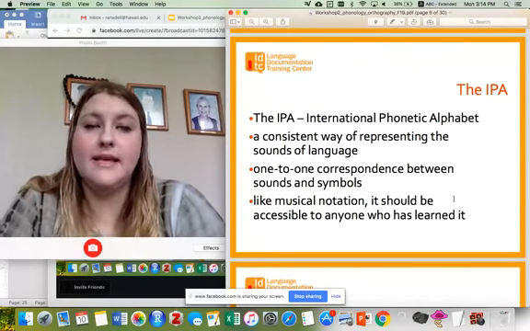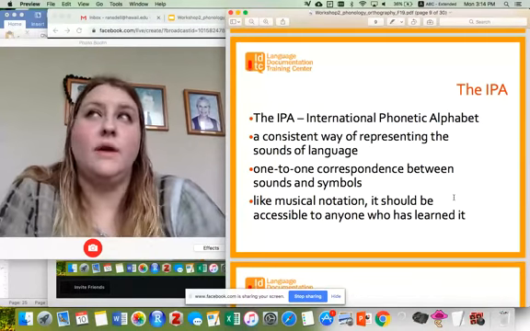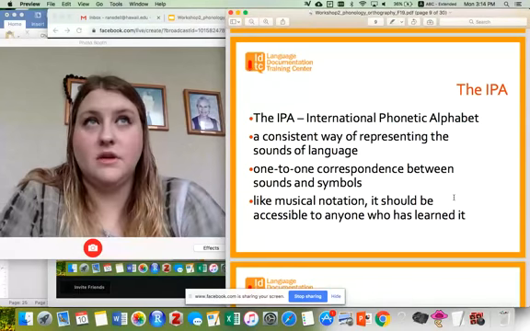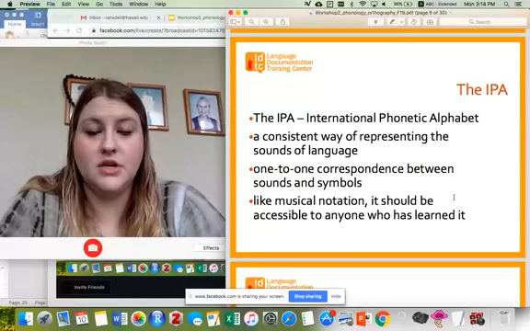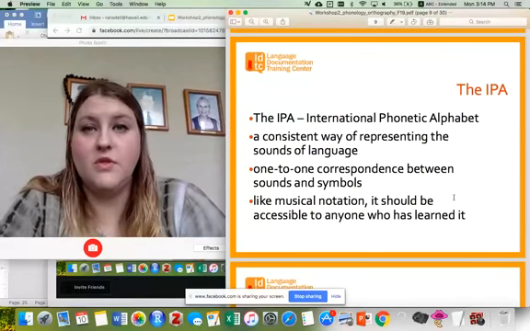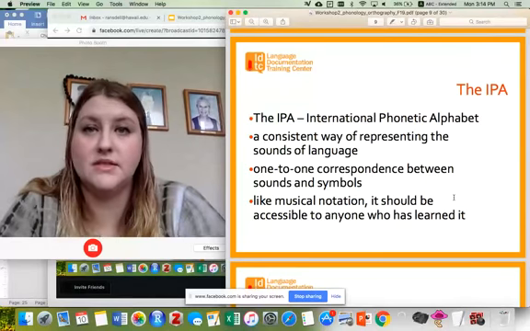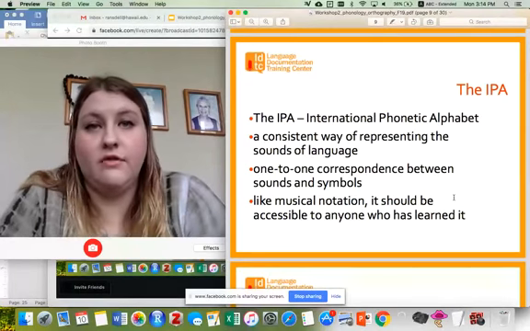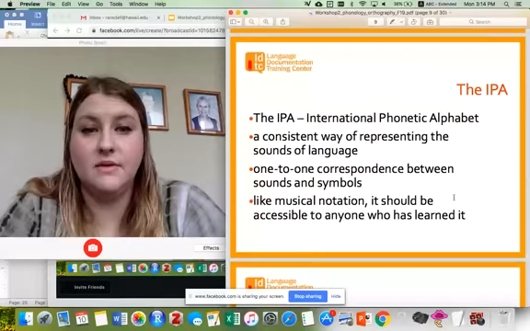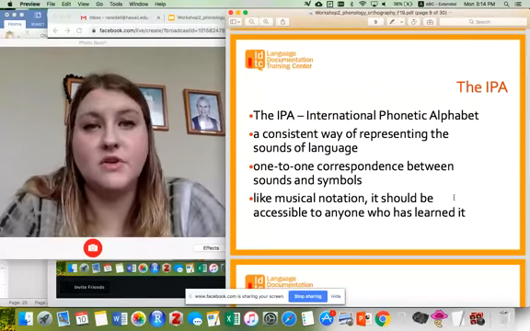The nice thing about the IPA is that once you know what sounds are in the language, you should be able to read it and know exactly from those symbols and letters how to pronounce it, which is not always the case with other alphabets or writing systems that we'll see in various languages. It's kind of like musical notation in this.